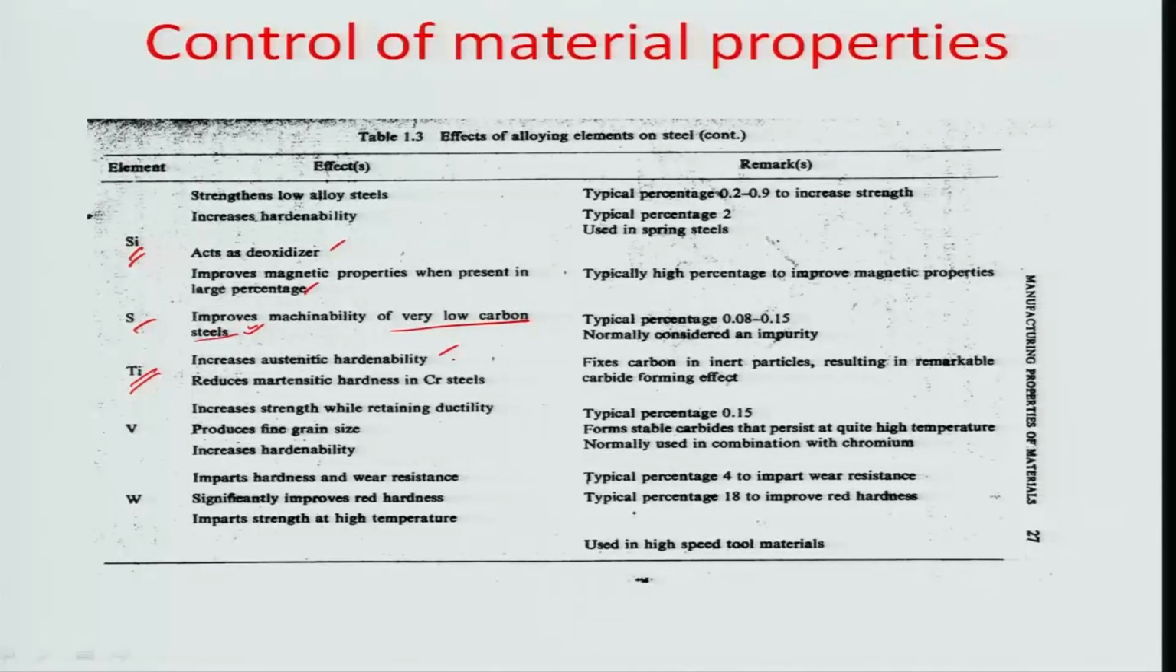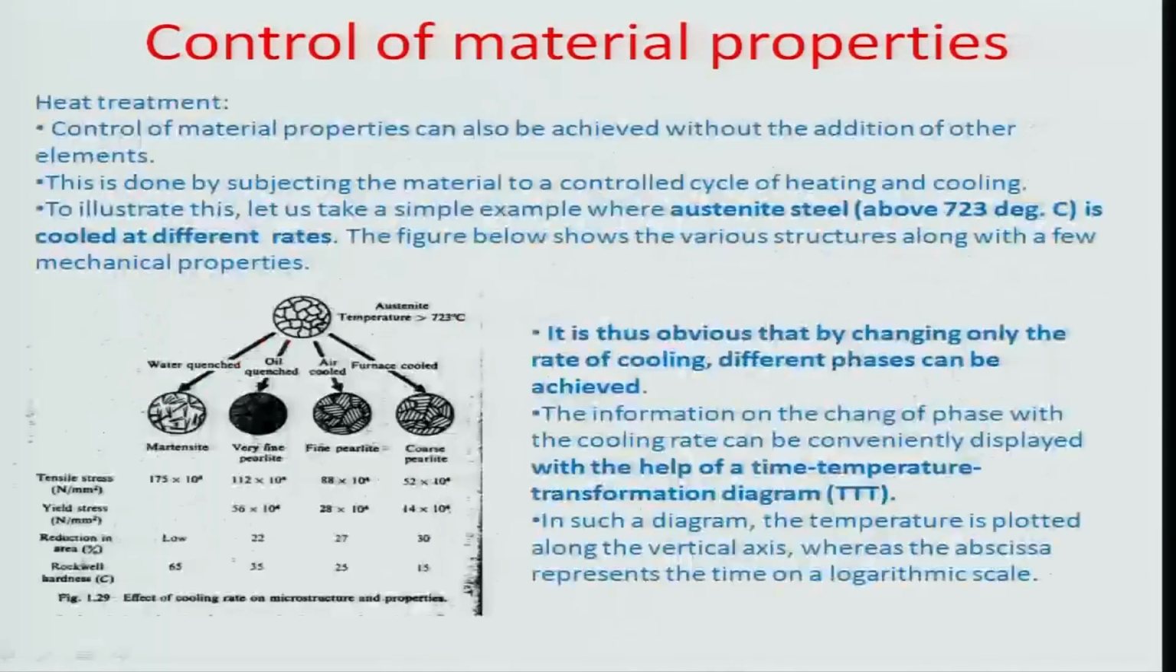Titanium, which increases the austenitic hardenability and reduces the martensitic hardness in chromium steels. Again, vanadium, which increases strength while retaining ductility, produces fine grain size, increases hardenability, and tungsten, which imparts hardness and wear resistance and significantly improves red hardness and imparts strength at high temperature. So these are some of the consolidated effects of alloying steels by the various trace elements, and the percentages that you are seeing here are mostly very trace concentrations, quite remarkably low sometimes in comparison to even the primary alloying material, which is that of carbon actually.